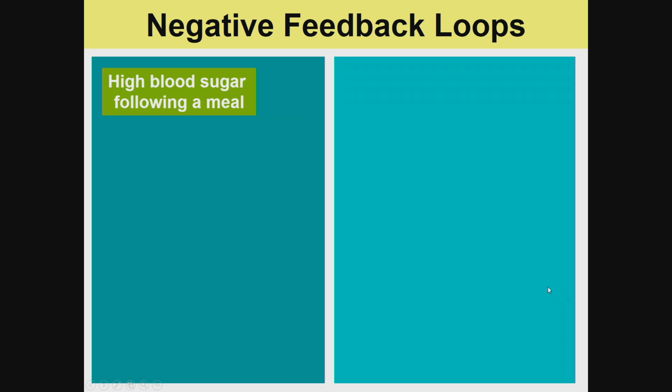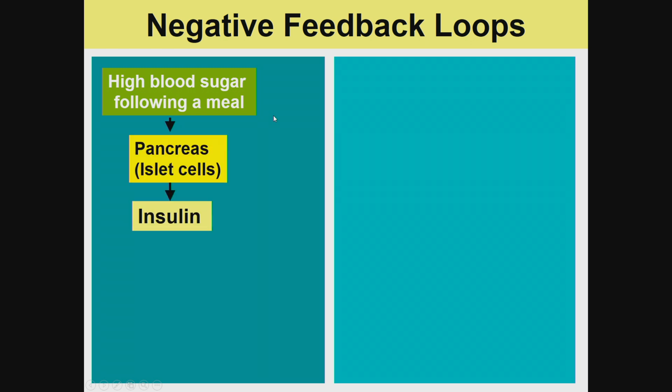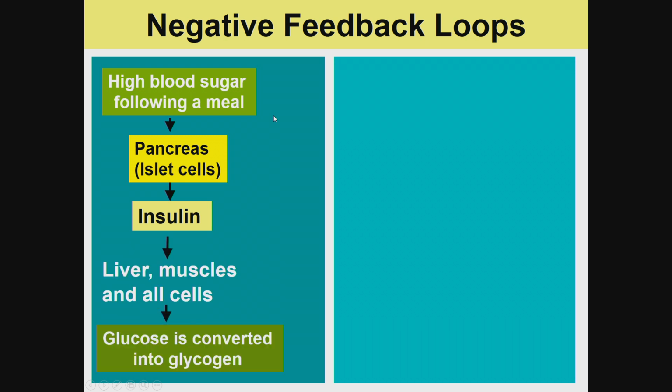Let's look at the negative feedback loops. If there's high blood sugar following a meal, then the pancreas from the islet cells is going to release insulin. Insulin goes to the liver, muscles, and all cells and causes the conversion of glucose into glycogen. Remember, it also makes all cells permeable to glucose. So without insulin, we can't use the glucose that we eat.